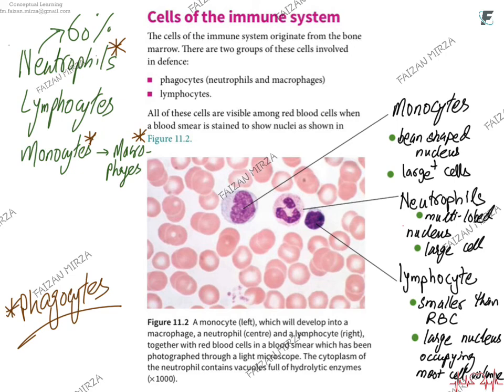If you try to visualize them on a blood film, this is the blood smear shown to you. You can see numerous red blood cells here. Together with these red blood cells, you can see these white blood cells. These three white blood cells are basically these two types of the cells of the immune system.